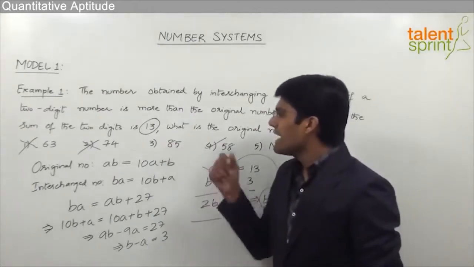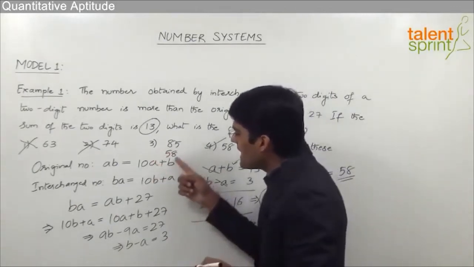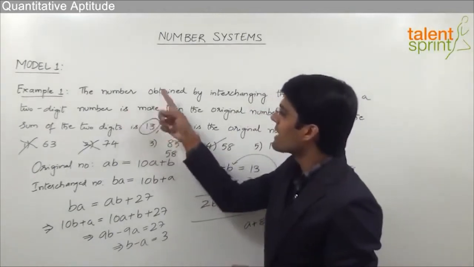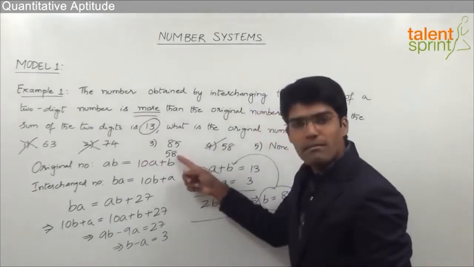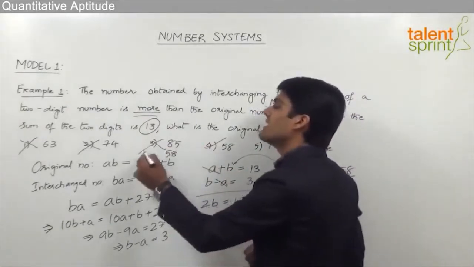Now, if this number 85 is interchanged, we get 58. And 58 is less than 85. But the question clearly says that the number obtained by interchanging should be more. Now, since the number obtained by interchanging the digits is less, it can in no way be the correct answer. So even option 3 gets cancelled.